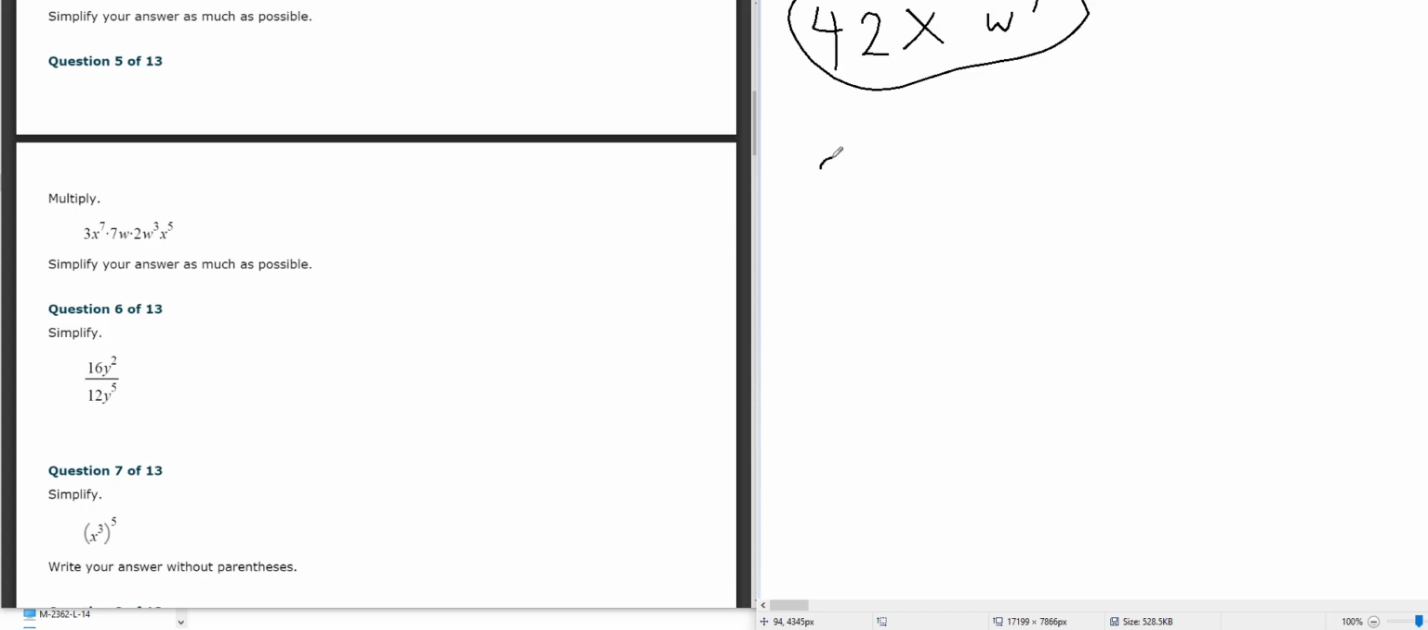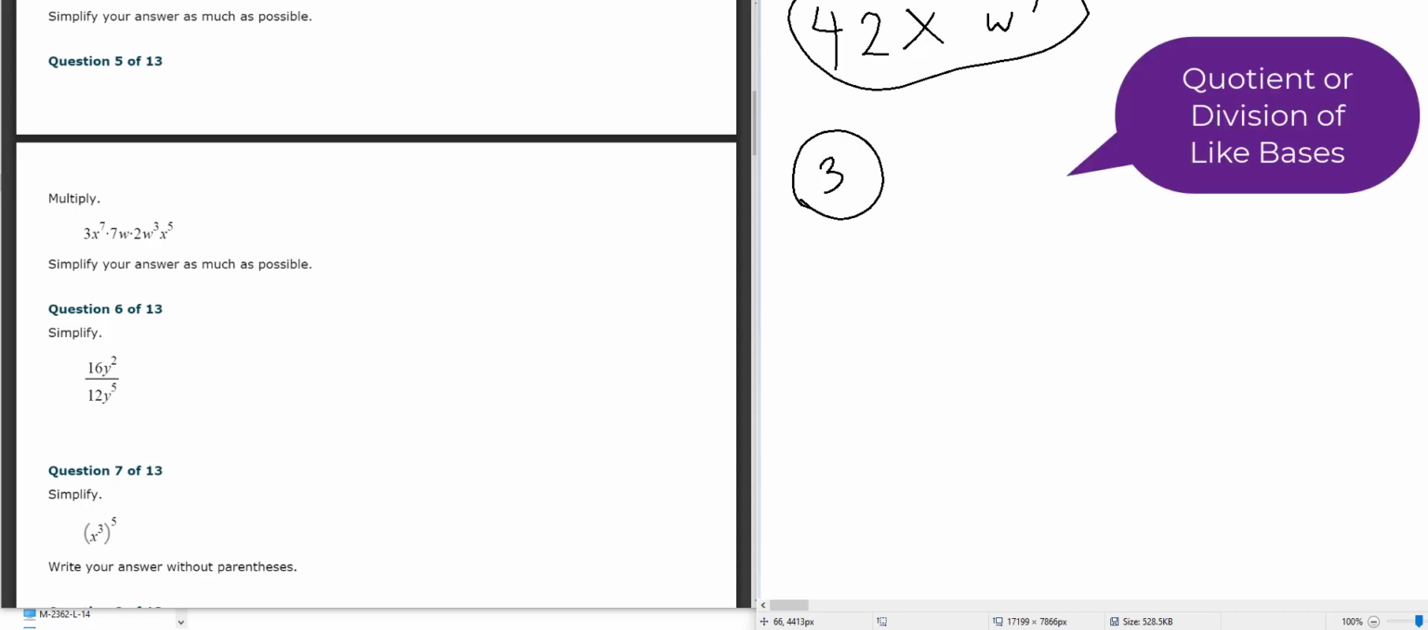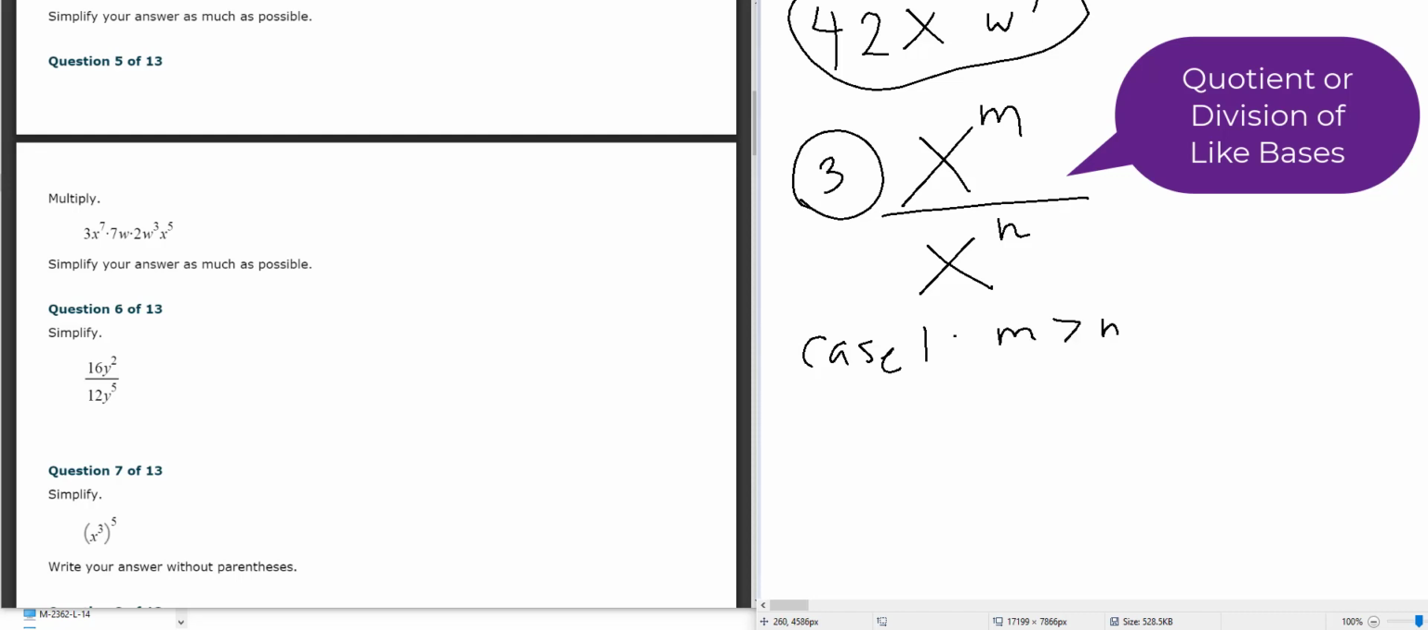Now for number 6, we're going to need the third rule for exponents, and that is the division of like bases, x to the m over x to the n. Now this is one of 3 cases. Case 1, m greater than n, big exponent on top. Case 2, m less than n, that's the big exponent on bottom. And case 3 is m equal to n, so the exponents are identical.